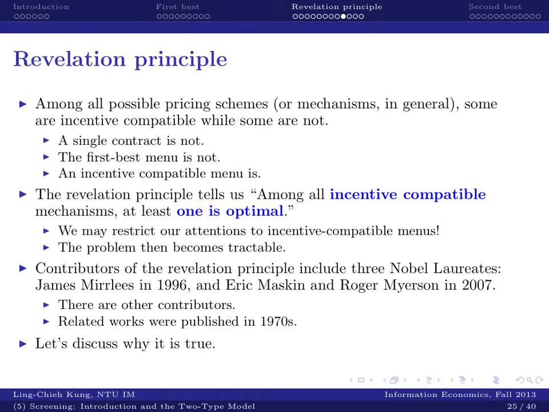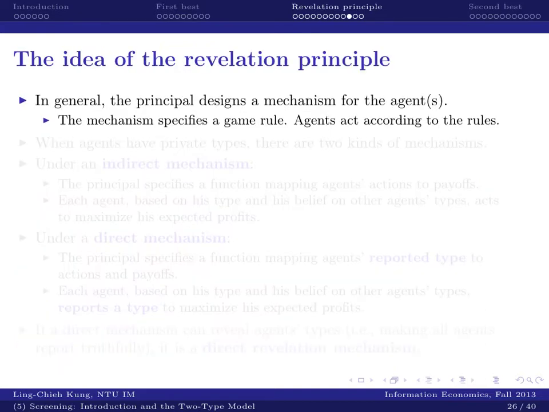Anyway, so we have the revelation principle. If we do not care about anything else, we can go back to solve the problem because we have a very powerful tool. But before that, let's briefly discuss why the revelation principle can be true intuitively. In general, the revelation principle is saying that we want to design a mechanism for the agents, and the mechanism somehow means a game rule. Agents will act according to these rules. I want to use the principle to help me design mechanisms.